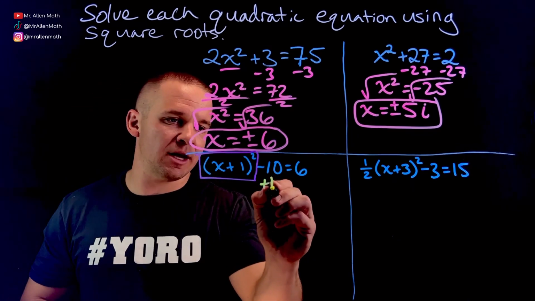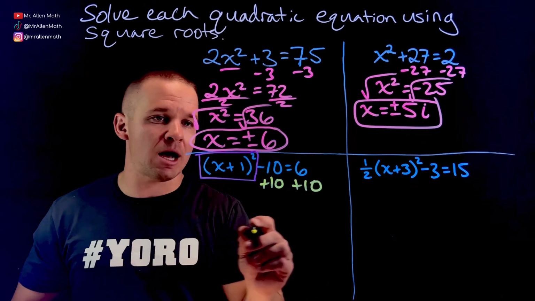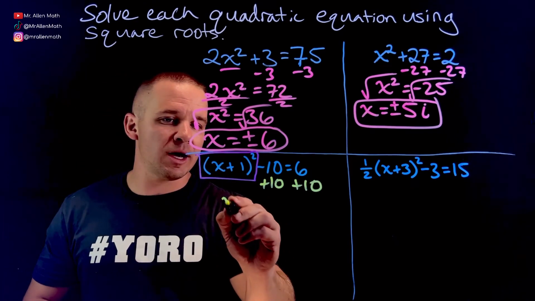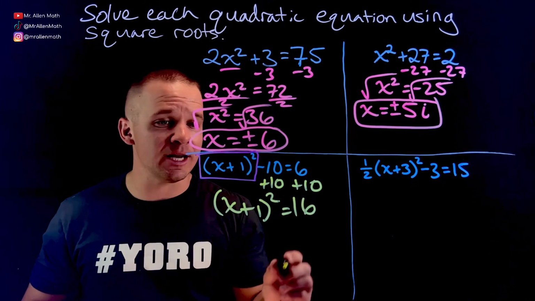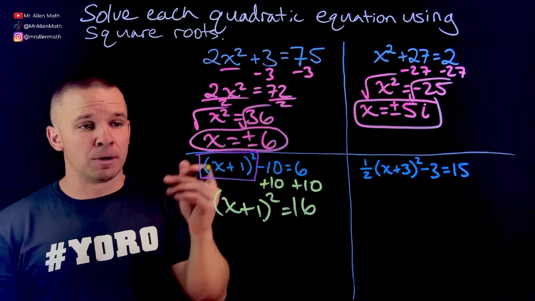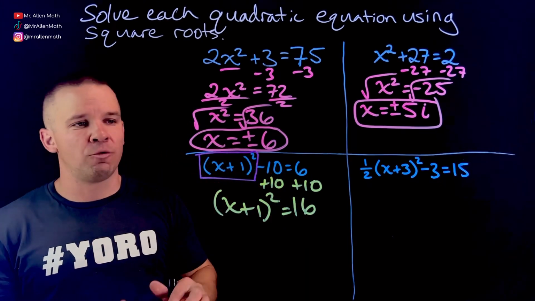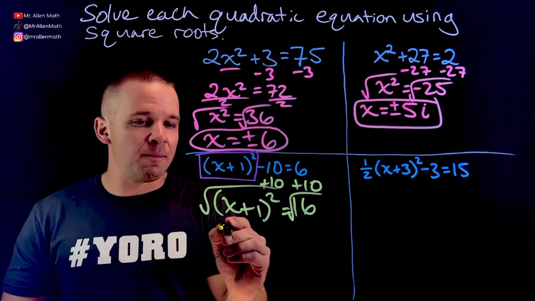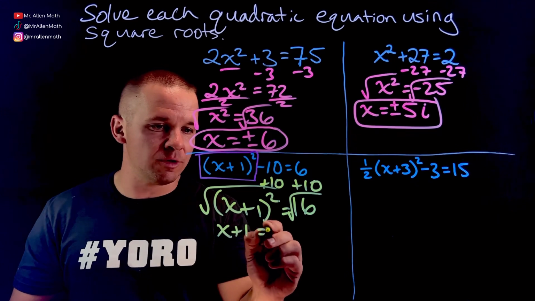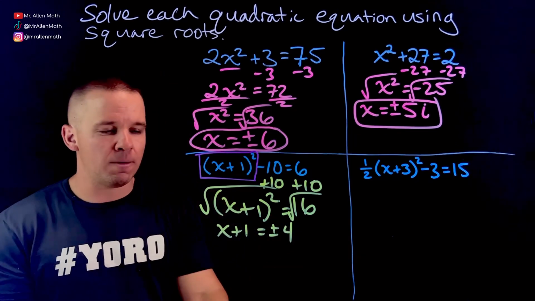So I'm going to add 10 then. I can't touch anything in that purple box right now until I get it alone, right? So we got x plus 1 squared equals 16. Do I now have the contents of this purple box by itself on the one side? I do. I can use square roots on both sides. I'm going to get x plus 1 equals plus or minus 4.